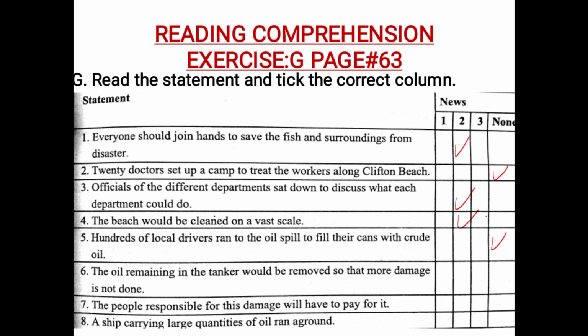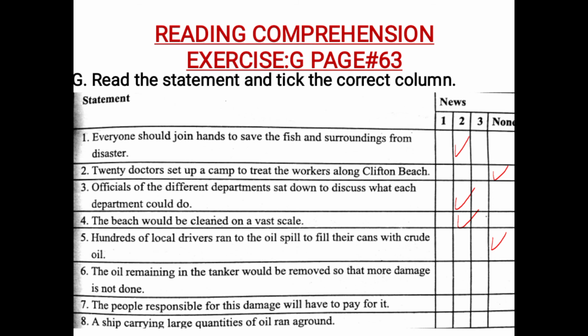Now, the third one is officials of the different departments sat down to discuss what each department could do. This statement is mentioned in news 2. That is why I have marked a tick in column 2. Then the beach would be cleaned on a vast scale. Again, this statement was a part of news 2. And number 5, hundreds of local drivers ran to the oil spill to fill their cans with crude oil. This was not mentioned in any of the news, neither in news 1 nor in news 2 or 3. So I have marked a tick in the last column which says none.